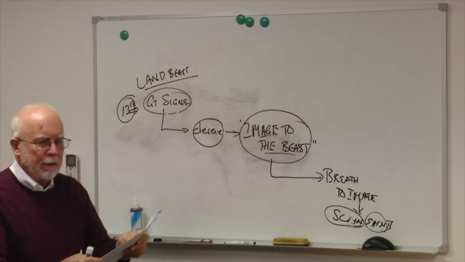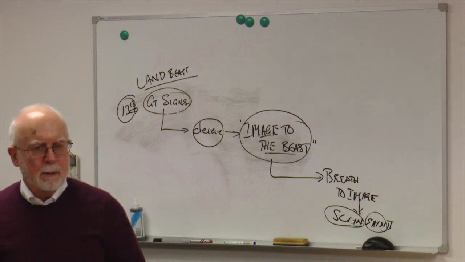And this results in a setting up of the image to the beast. Now, what is the image to the beast? You'll find this is in page 5. It talks about the image to the beast. What is the image to the beast? It's an image to the beast that was slain by the sword and yet lived. Which beast is that? It's the first beast. So he's going to set up an image to the first beast. Now, what does it mean, an image to the first beast? It's going to set up an organization just like that mirrors or images the first one.